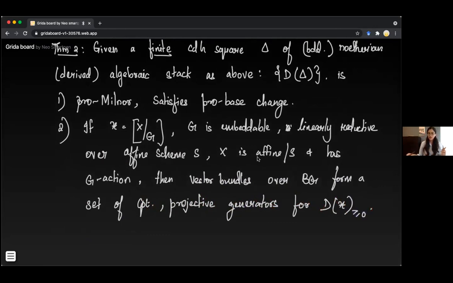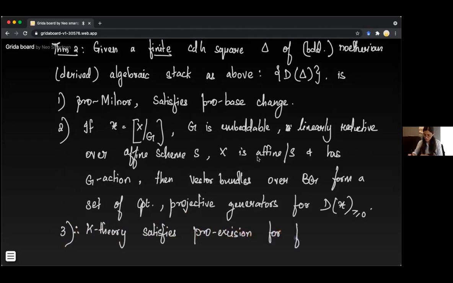And also for all D of Y, D of Z, D of W, and so on, because all of them would be of the form affine mod the same linearly reductive group G. Okay, so this would imply that therefore K-theory satisfies pro-excision for finite Cdh squares of bounded derived Noetherian algebraic stacks.